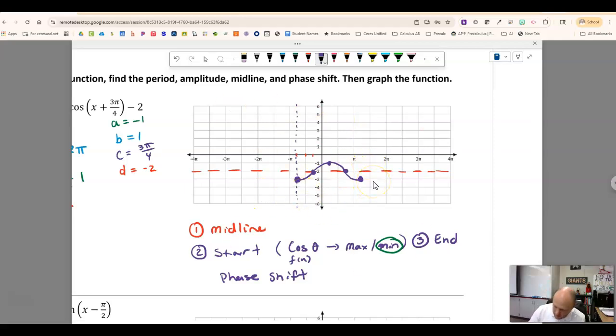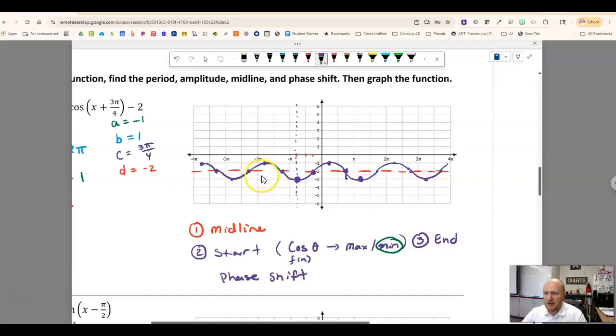And then again, we can just repeat this process. Midline, maximum, midline, minimum, midline. And so again, here you go, there is another cycle of your curve. And we can extend it this way as well, to the left. So again, midline, maximum, midline, minimum, midline, maximum, and so this is what our curve will look like. Alrighty.